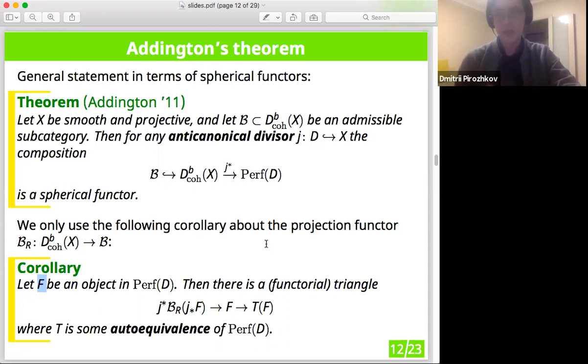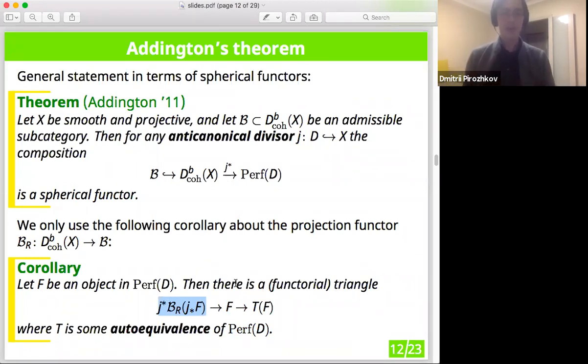So don't worry about that. If you have an object like this called F, then there is always a functorial triangle in the derived category of D, where the object in the middle is just our original F, and the object on the left can be obtained by the following operation.